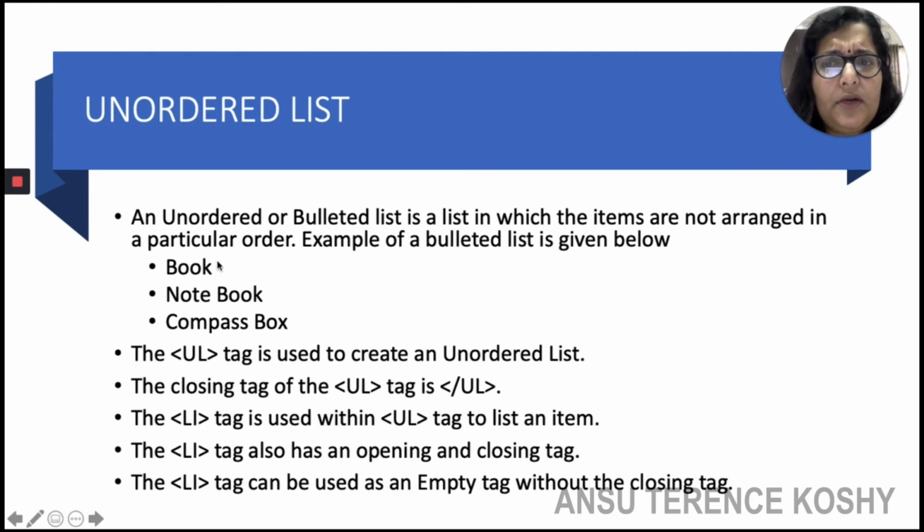Here, book is a part of the list, notebook is a part of the list, and compass box is also a part of the list. So when you write a program to get something like this, LI tag should be added in front of it. The LI tag also has an opening and closing tag. That is, in order to get the result like this, you have to give li in front of the book and /li at the end of it. If you don't want, you don't need to add the li at the end of it. It works even without that. That is, it does not need a closing tag too. It can also act as an empty tag. The li tag can be used as an empty tag without the closing tag.